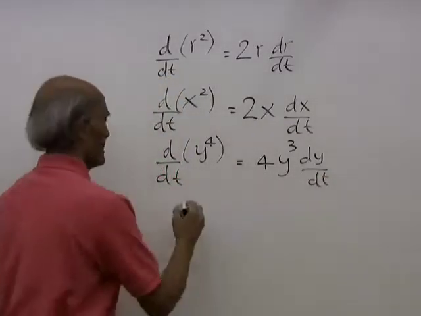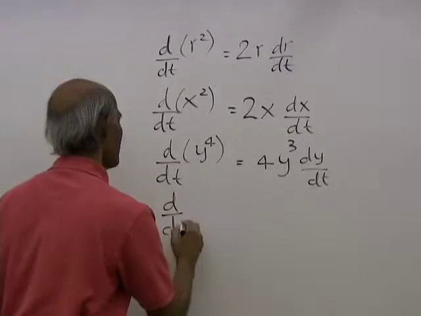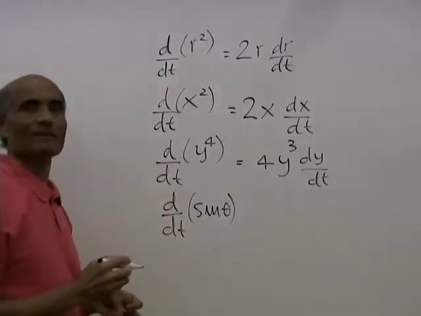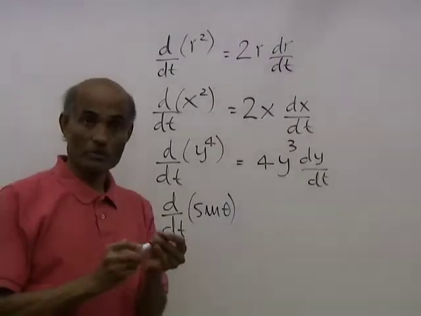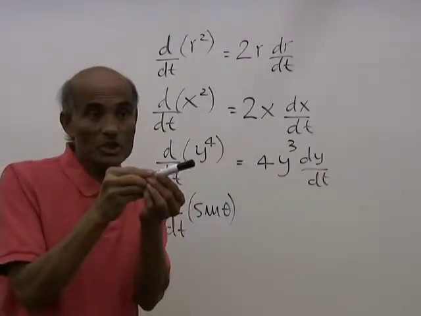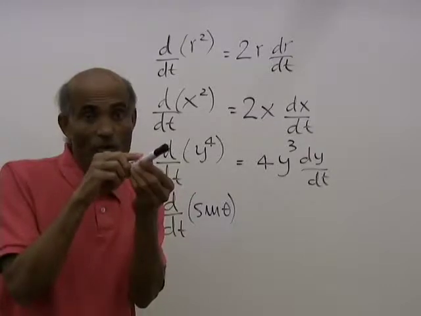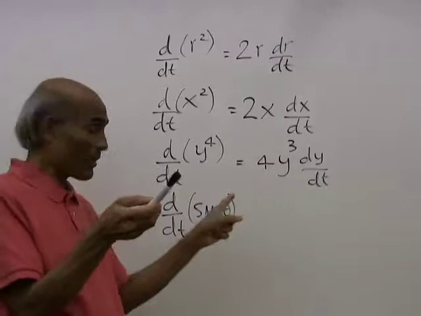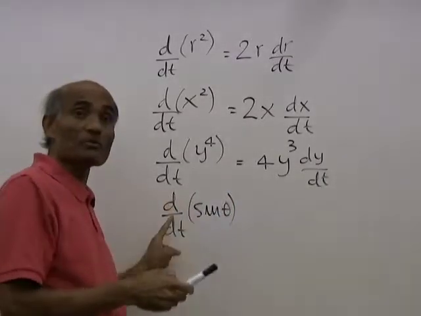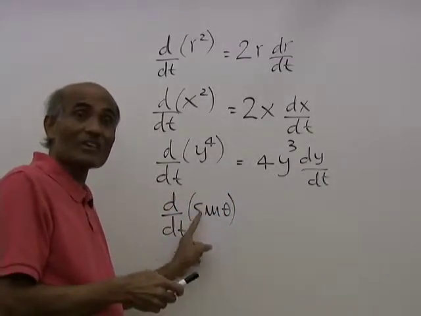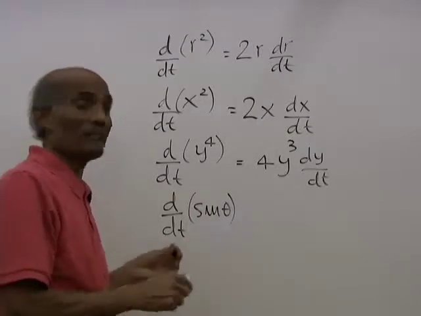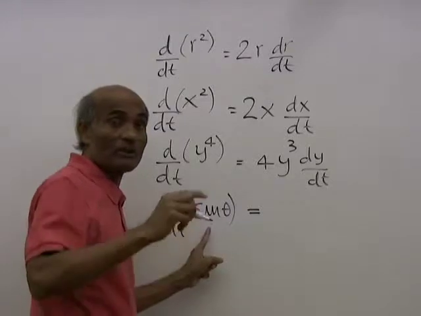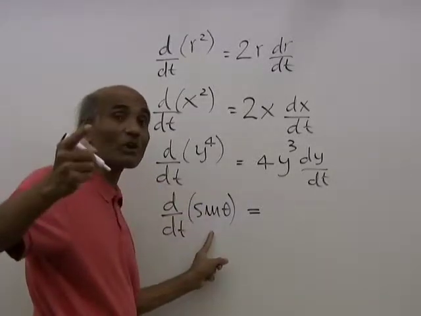One more. What is d by dt of sine theta? Well, if a searchlight is moving, you can see the angle will be changing with time. Is that right? In such problems, we need to know how to find the rate of change of sine theta with respect to time. How do we do that? Well, the derivative of sine theta is cos theta.